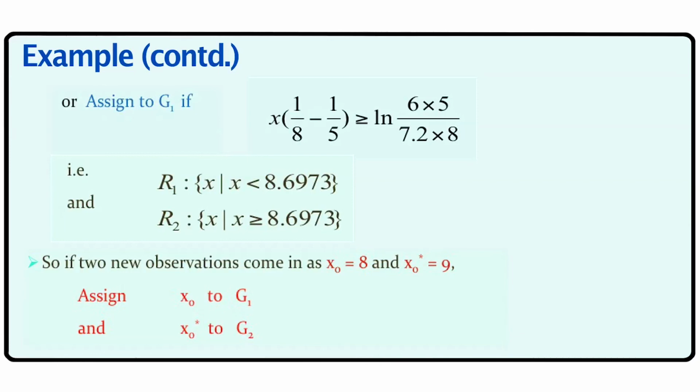But this problem is simple because we are looking at a single variable. When you have a vector of characteristics concerned with each individual, the problem becomes slightly more difficult. And that is something we'll be looking at in the coming modules.